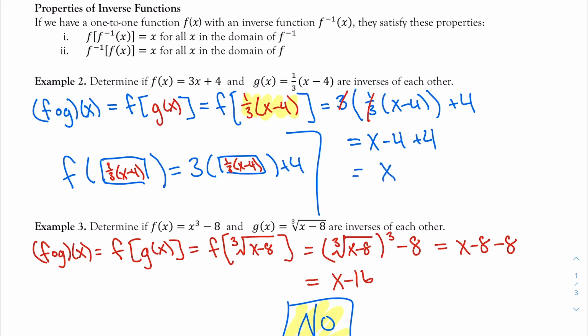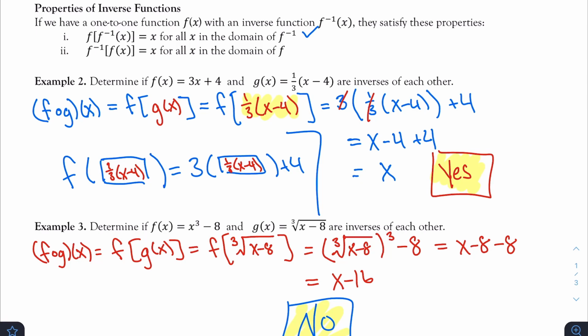So this follows my first property. If I do their function composition, I get x. You can also check what happens if I did g of f of x. You'll actually see that I also get x by itself. So this means that yes, f and g are inverses of each other. So again, if I do their composition and they are inverses of each other, I should have an x. If I had any other answer besides an x, I would say no, these are not inverses of each other.